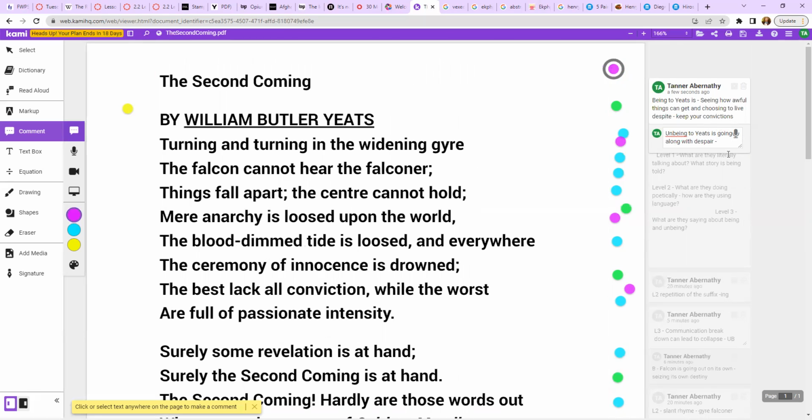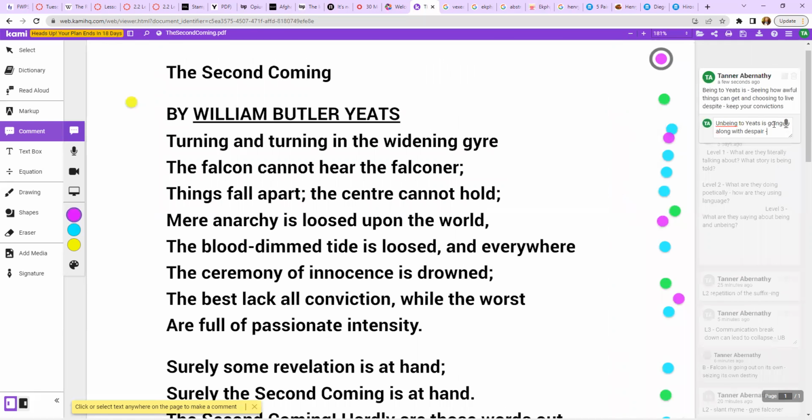And if you're familiar with different philosophers, Kierkegaard talks a lot about this. Yeats is going along with despair, and despair is this little death, right? You're allowing yourself to die. You're giving up hope before you ever had it. Going along with despair, drowning your conviction. And this is an easy thing to do, right? It's always easier to do unbeing.